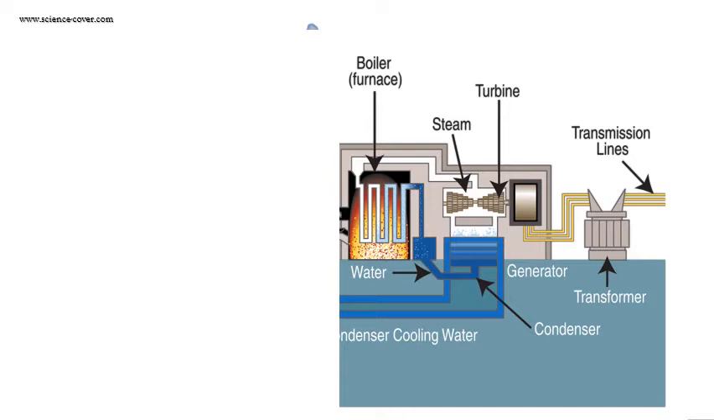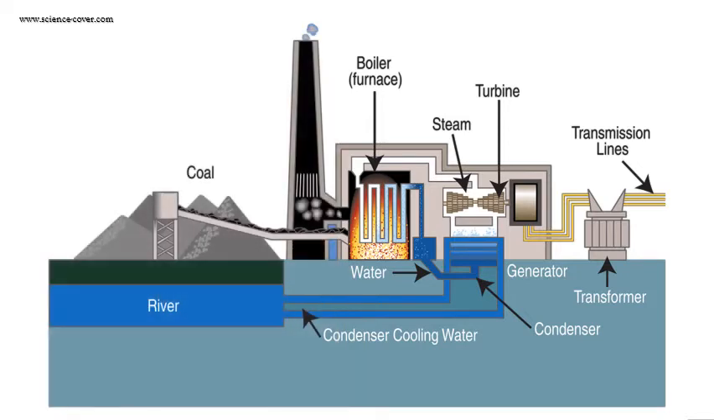But to create the heat to turn the water into steam, we require a furnace. The furnace will burn either coal, oil or gas, and the heat that is released will be used to turn the water into steam, which will spin the turbine. The turbine will spin the coil inside the generator, which will then pass that electric current to a transformer, and the transformer will raise the voltage so that it can be carried long distance.